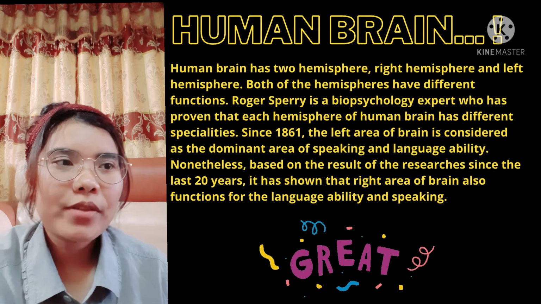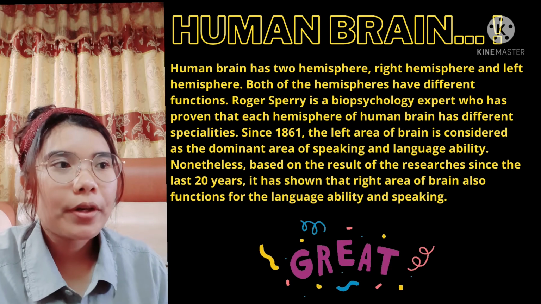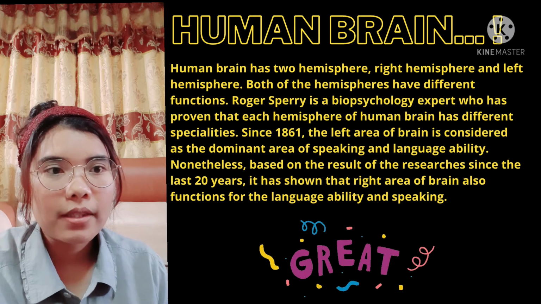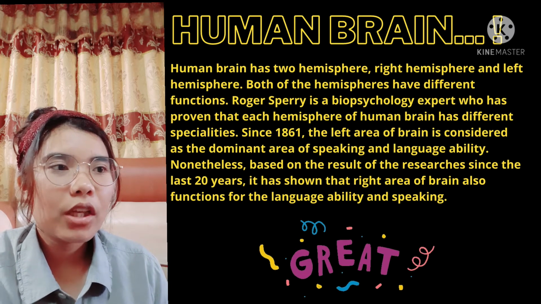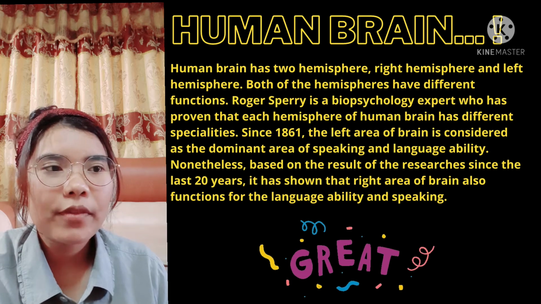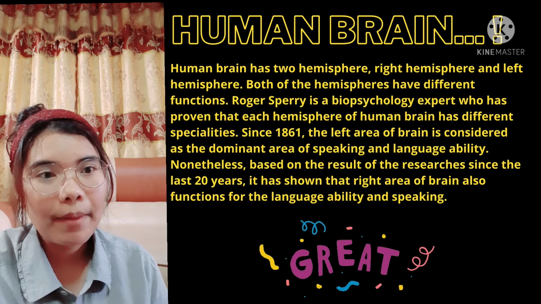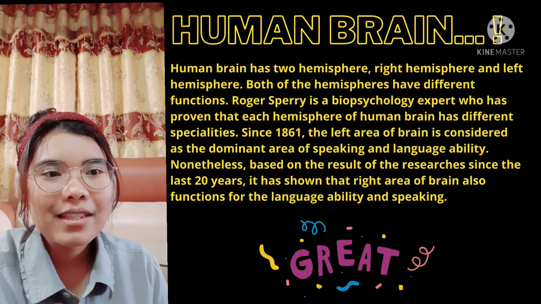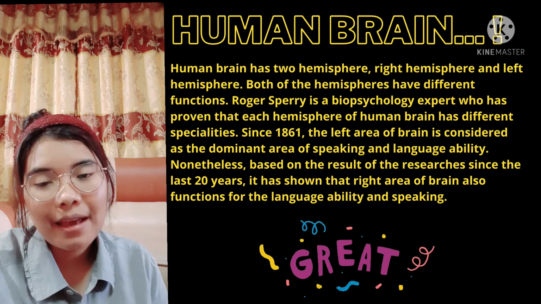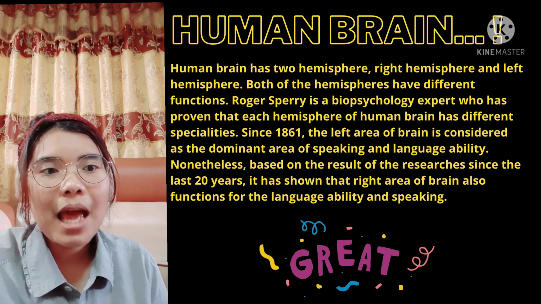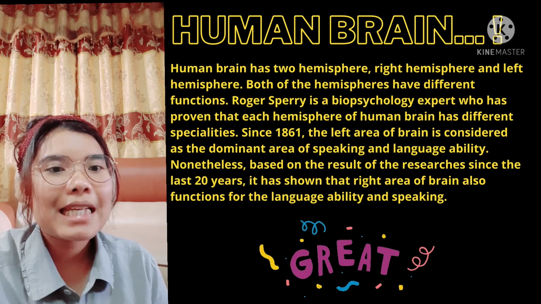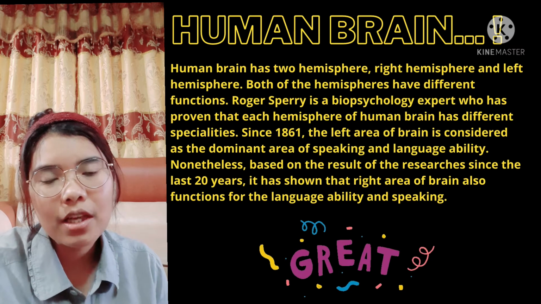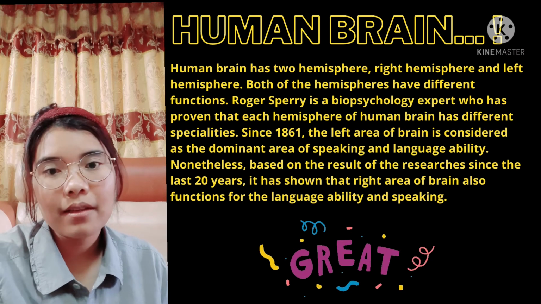The human brain has two hemispheres. They are the right hemisphere and the left hemisphere. Both of the hemispheres have different functions. Roger Sperry is a biopsychology expert who proved that each hemisphere of the human brain has different specialties. Since 1861, the left area of the brain has been considered the dominant area for speaking and language ability. Nonetheless, based on the results of researchers over the last 20 years, it has been shown that the right area of the brain also functions for language ability and speaking.